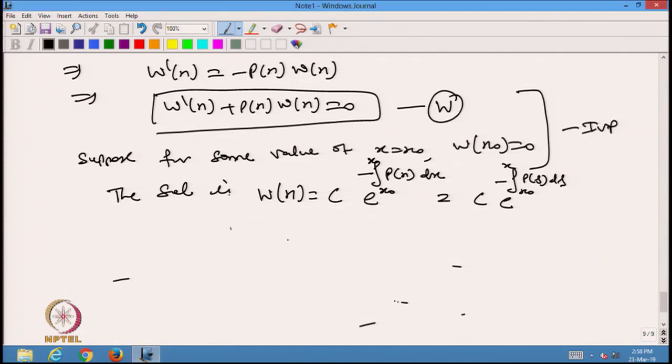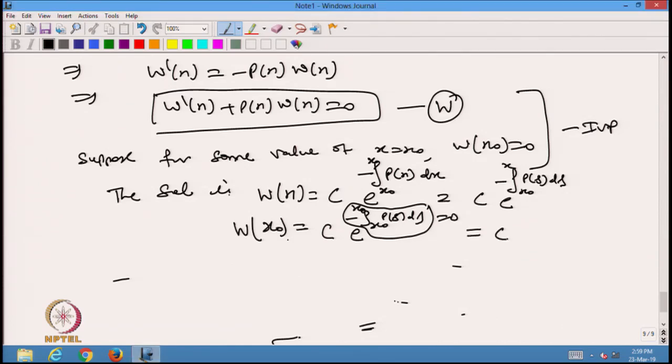Now, I substitute the initial condition. So, at x naught I have c and then exponential of minus the integral of p s ds from x naught to x naught. This integral has the limits starting from x naught to x naught, so this integral is 0. So, from here I will get that this value is equal to c, but it is given that the Wronskian is equal to 0. So, that implies that c is 0.